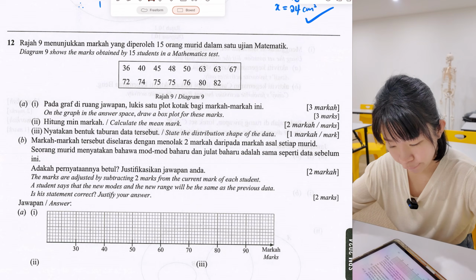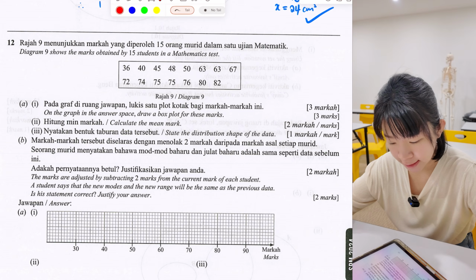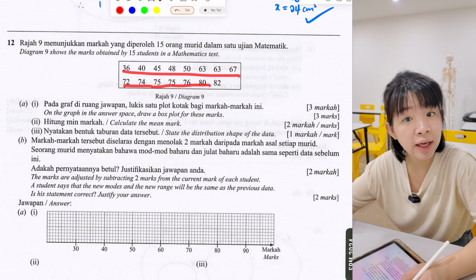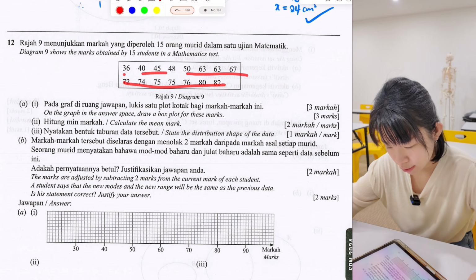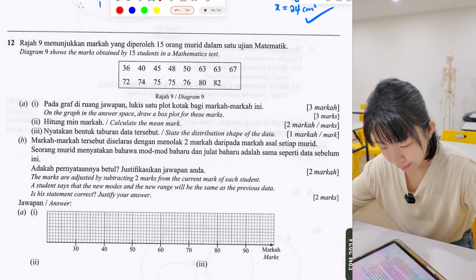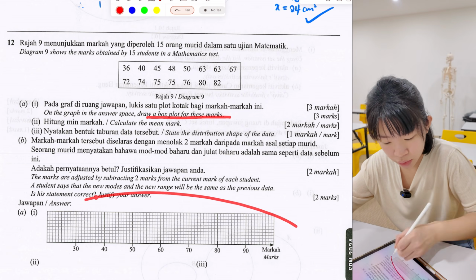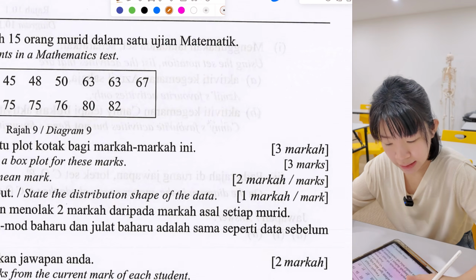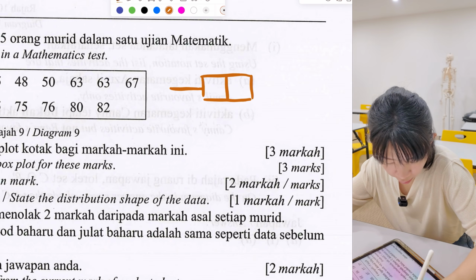Okay, look at question 12. The marks obtained by 15 students in a mathematics test. All these marks, they are already arranged in ascending order. If it's not arranged in ascending order, then you have to, but this is already in ascending order. Great. Okay, so now part 1A. On the graph in answers, we draw a box plot. We need to draw here. Make sure you know how a box plot looks like. Box plot looks like this. You need to draw this.